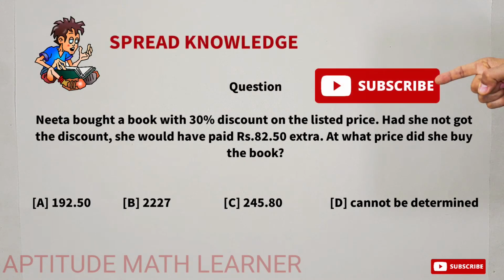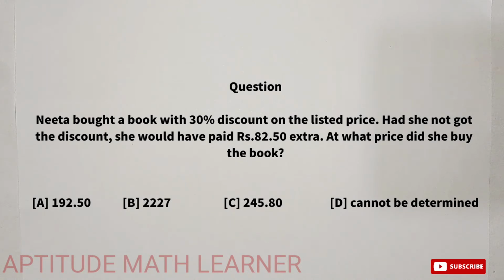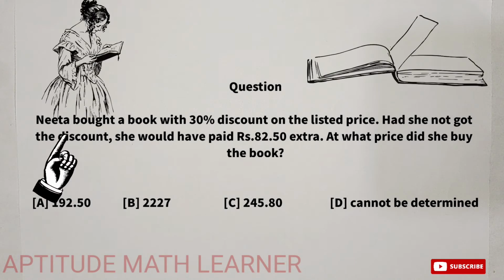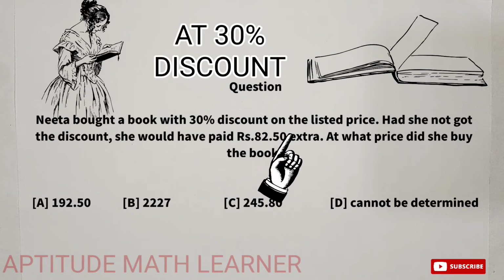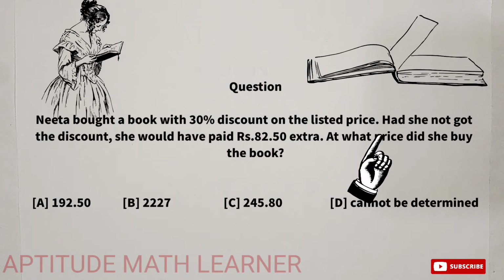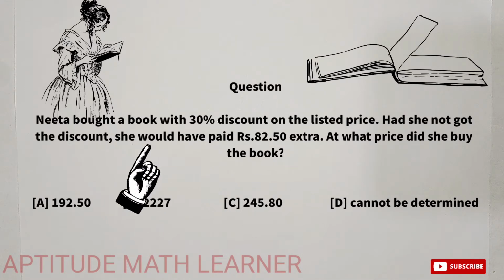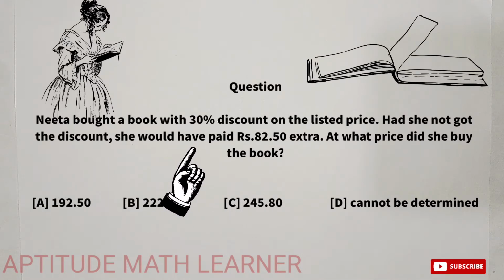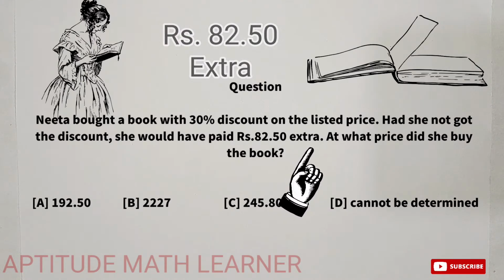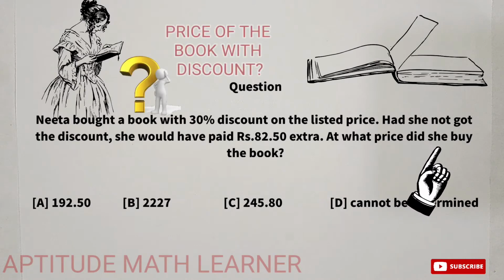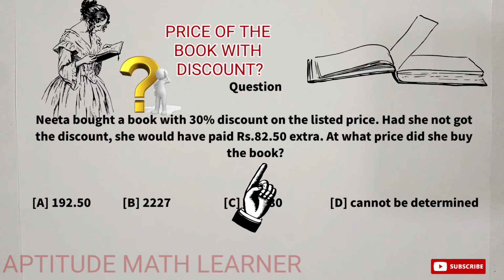Guys, today we have a question related to percentage. The question is: Neetha bought a book at a 30% discount on the listed price. Had she not got the discount, she would have paid rupees 82.50 extra. At what price did she buy the book? So here we have to find the price of the book after the 30% discount.